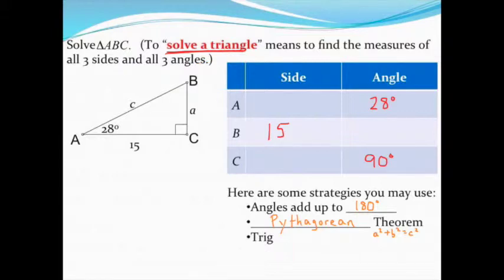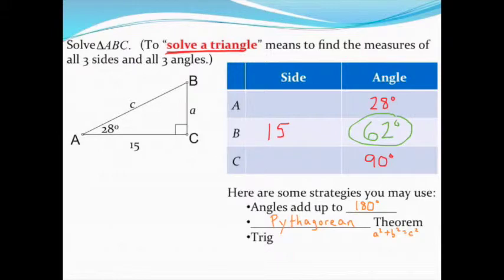There's a few strategies you can use. One thing I can use right away in this case is that the angles of any triangle will add up to 180 degrees. So subtracting the angles that I'm given from 180 tells me that the third angle, angle B, has to be 62 degrees. So there's 4 answers out of the 6 that I need.